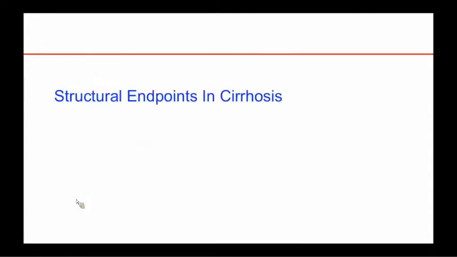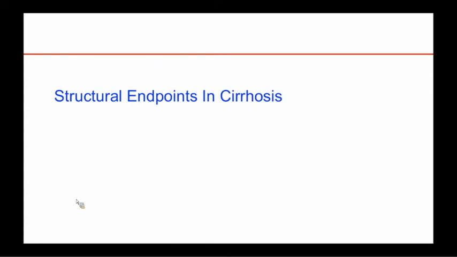So as I thought about this, and this is just my own construct, so I wouldn't say this is the party line, there are really two large buckets to think about in assessing cirrhosis. One are structural endpoints, and you'll see what I mean, and the other are functional endpoints.